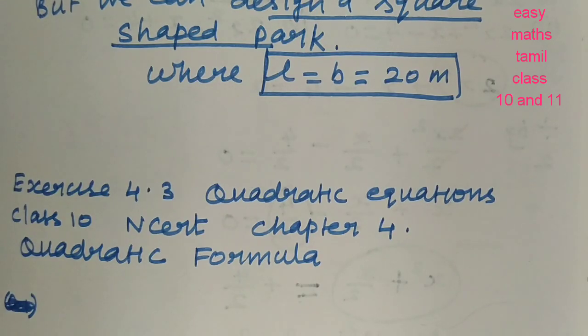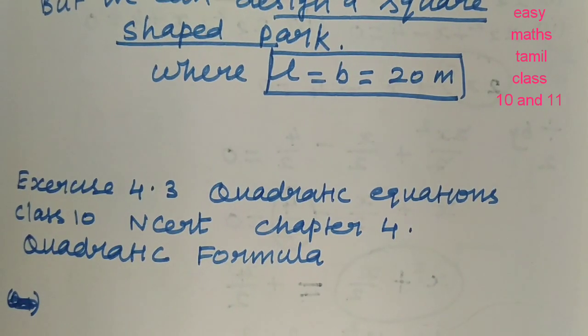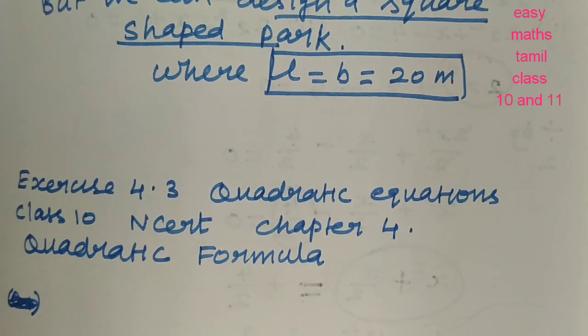Our today's topic is quadratic equations. Topic is quadratic formula. Question number 7. The difference of squares of two numbers is 180. The square of the smaller number is 8 times the larger number. Find the two numbers.